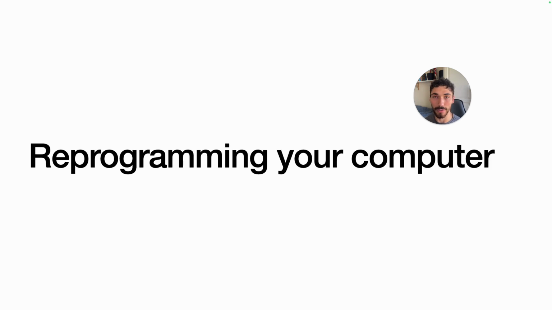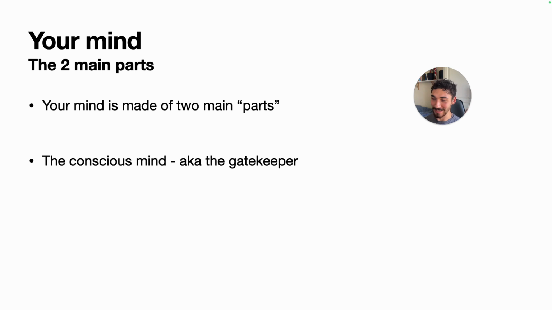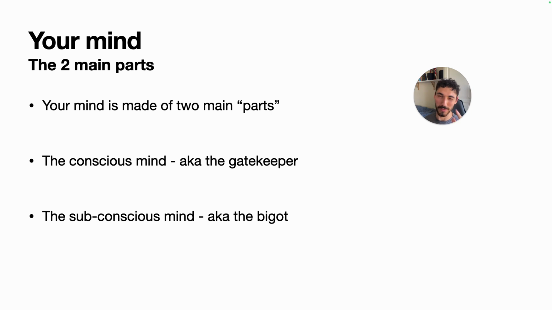As we go reprogramming your computer, your mind has two main parts. It's got your conscious mind, aka the gatekeeper, decides what goes in and what goes out. And you've got the subconscious mind, aka the bigot. And you'll see why I call it the bigot in a second, right? But let's jump into the conscious mind itself.